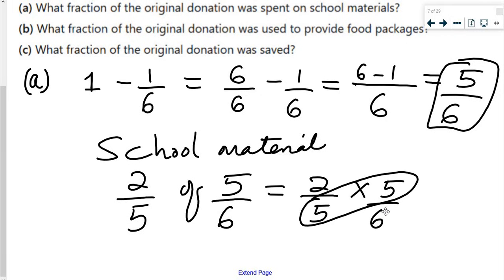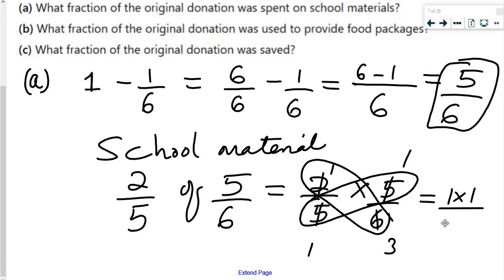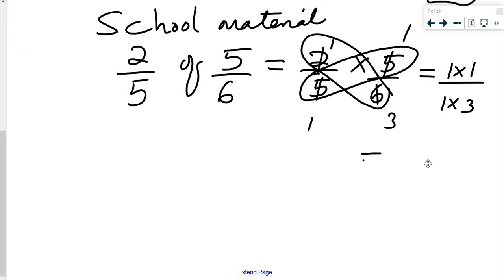Check these diagonals. This will be 5, 1, 5, 1, 2, 1, 2, 3. Answer will be 1 into 1 upon 1 into 3, and the answer will be equal to 1 upon 3. So this is the fraction which was given to school material.